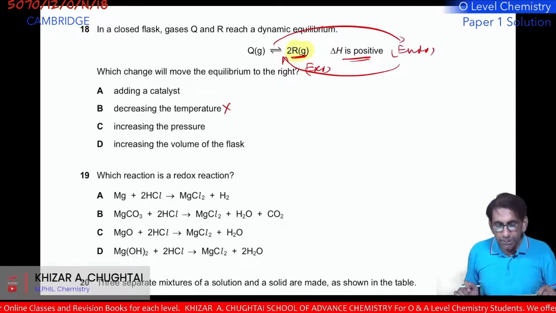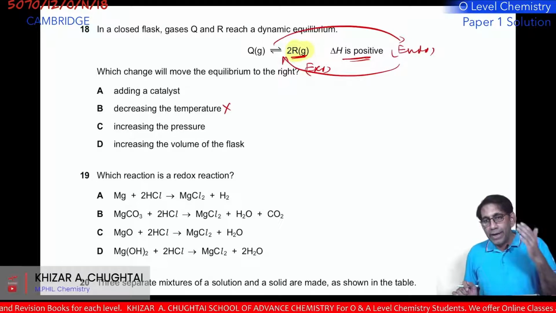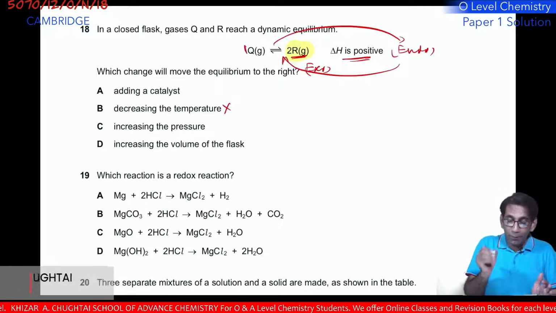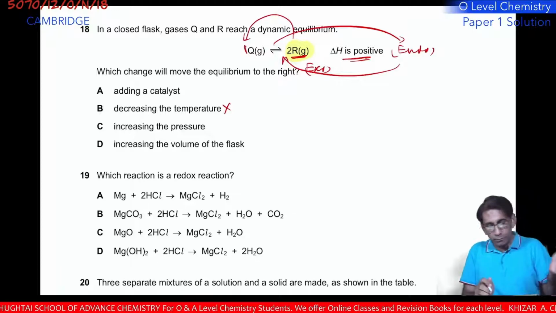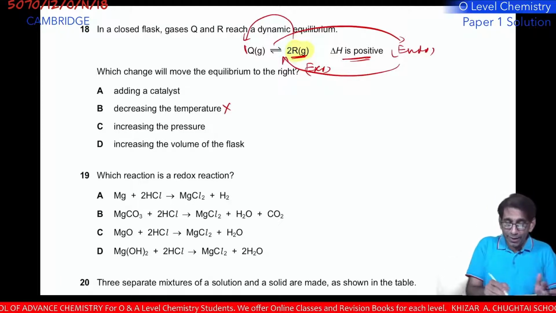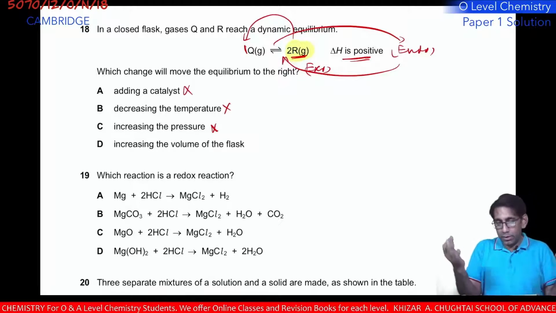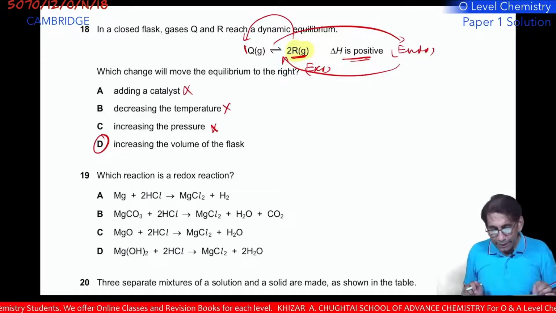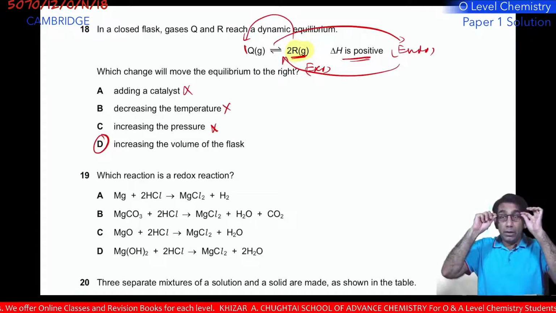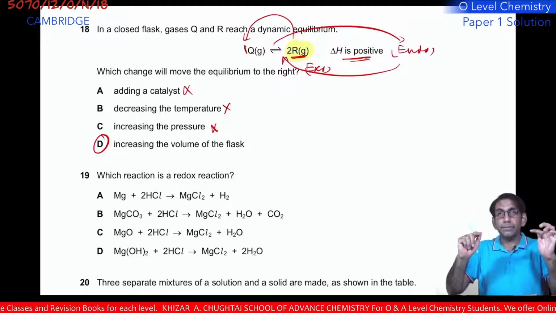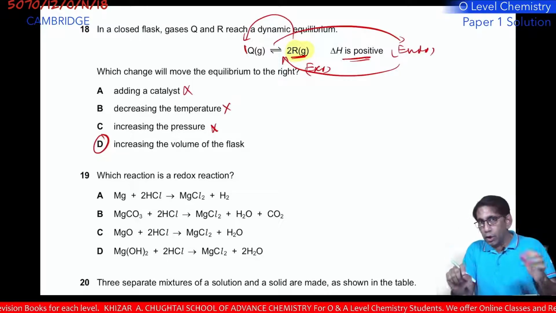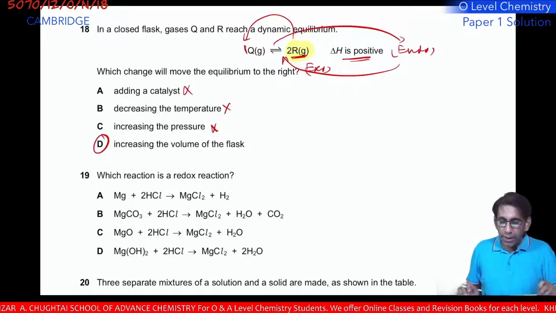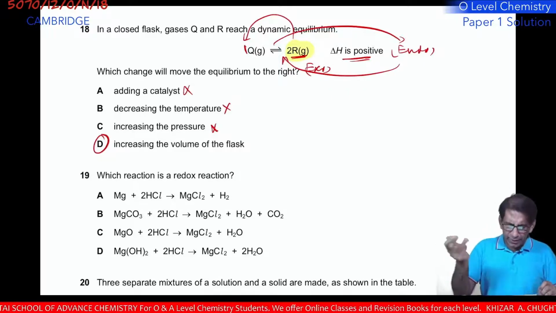Increasing the pressure: when the pressure is increased, equilibrium will shift towards the side where there are fewer moles. So equilibrium will shift towards the left hand side, and this is again incorrect. The last one, the one and only, D is the correct option. Increasing the volume of the container means decreasing the pressure. So yes, this equilibrium will shift towards the right hand side, and D is the correct option.